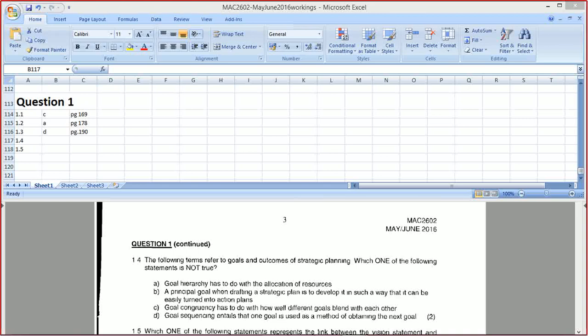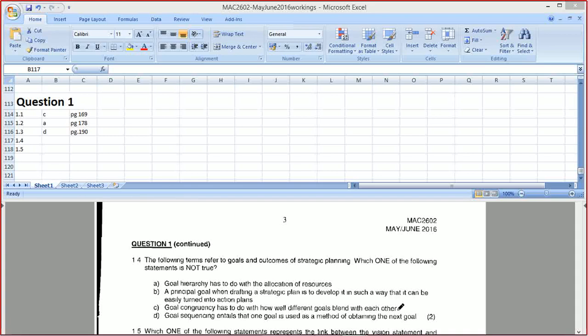Page 28. Goal congruency. First book or second book? First book, page 29, actually. Okay, let's go back to the first book. Let's search for goal congruency. Okay. Goals and outcomes of strategic planning. I've got this on page 29. Is that where you got it as well? Yes, sir. Okay, so yeah, goal congruency has to do with how well different goals blend together. Goal congruency is how well different goals blend with each other.